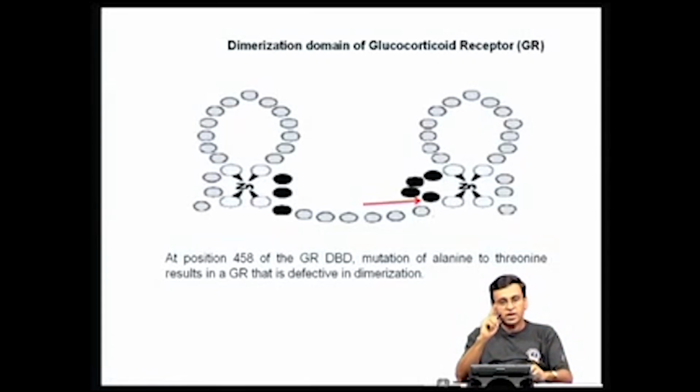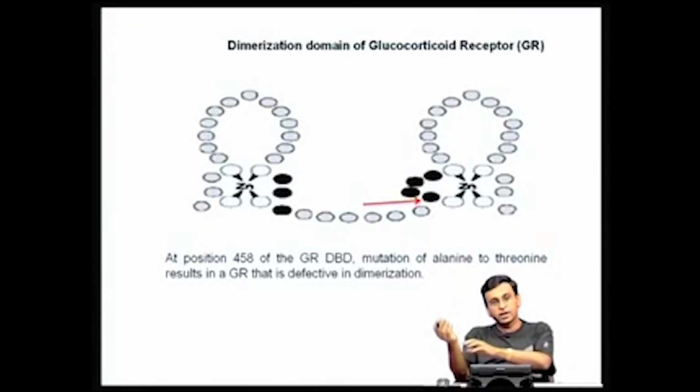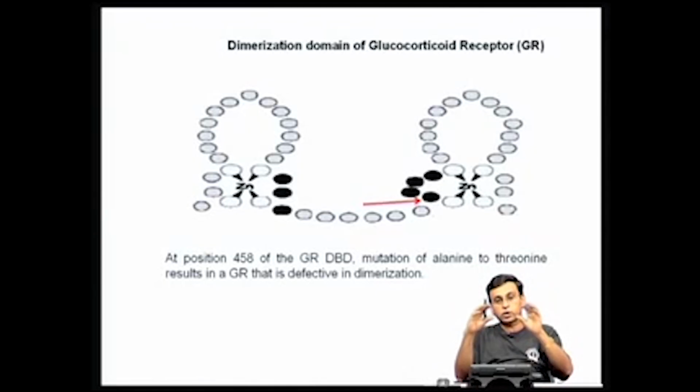So by simply making one point mutation in the second zinc finger of glucocorticoid receptor, you can generate a dimerization defective glucocorticoid receptor. So in addition to DNA binding domain and transcription activation domain, the DNA binding domain of GR also contains a very important dimerization domain, and there are also cases where dimerization domains are actually present in the transcription activation domains of other transcription factors.